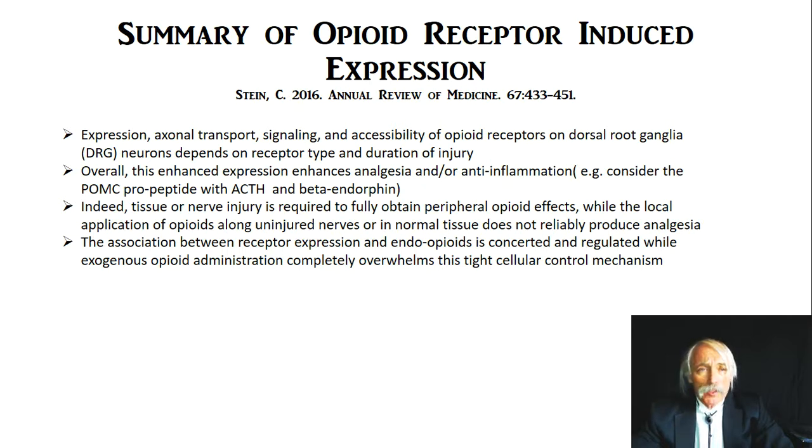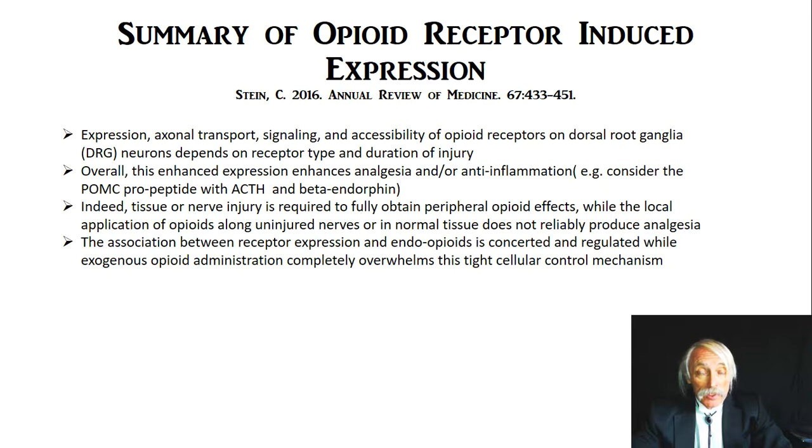So what can we say about opioid receptor-induced expression? Expression, axonal transport, signaling, and accessibility of the opioid receptor on the dorsal root ganglia depends on receptor type and the duration of injury. So remember that the expression of the receptor is modified and is sensitive to the pain threshold itself, the pain signaling, and that is in conjunction with the production of the endogenous opioid, which of course is the ligand for the receptor. So overall, the enhanced expression of the receptor will enhance analgesia.